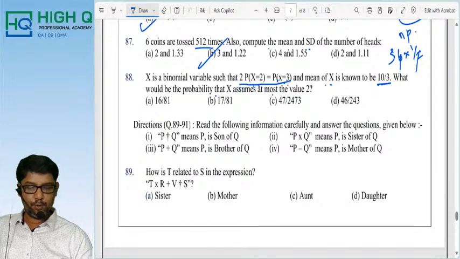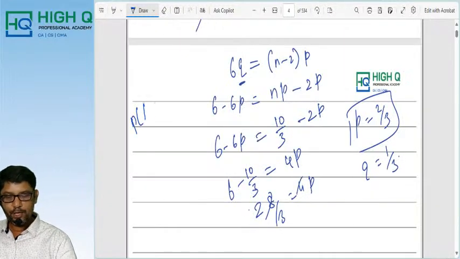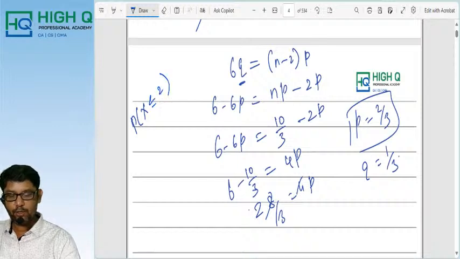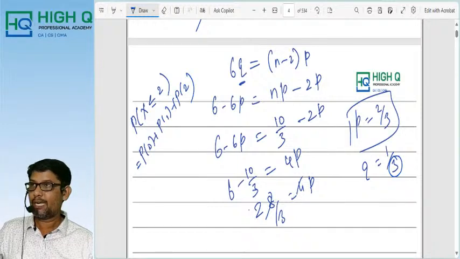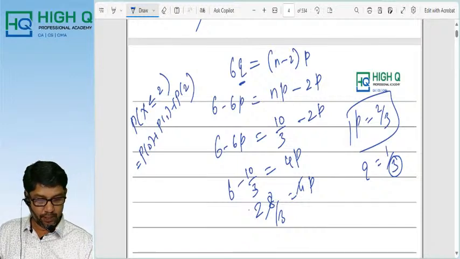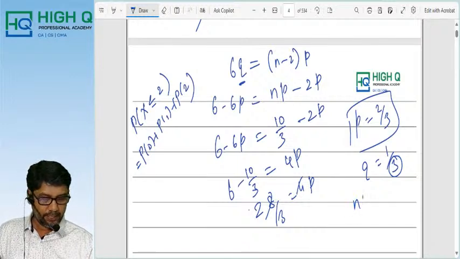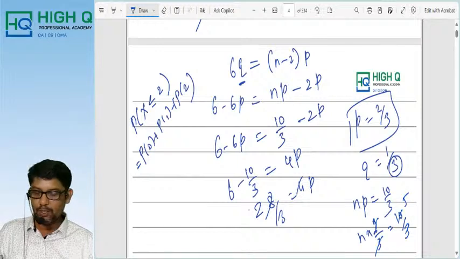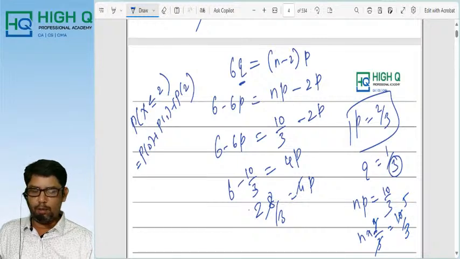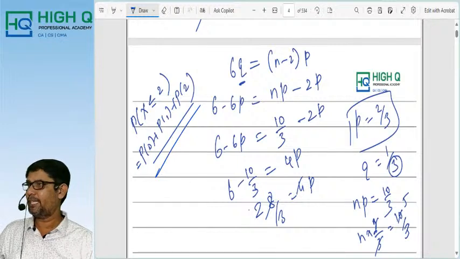Now what is the question? X assumes at most the value of x is equal to 2. So P of x less than or equal to 2, which is P of 0 plus P of 1 plus P of 2. Now we have to find out total n. See, NP is equal to 10 by 3. N into 2 by 3 is equal to 10 by 3. 3, 3 cut. So n is equal to 5.